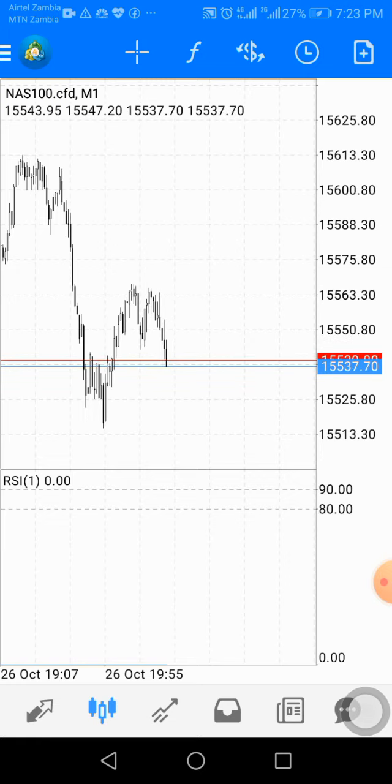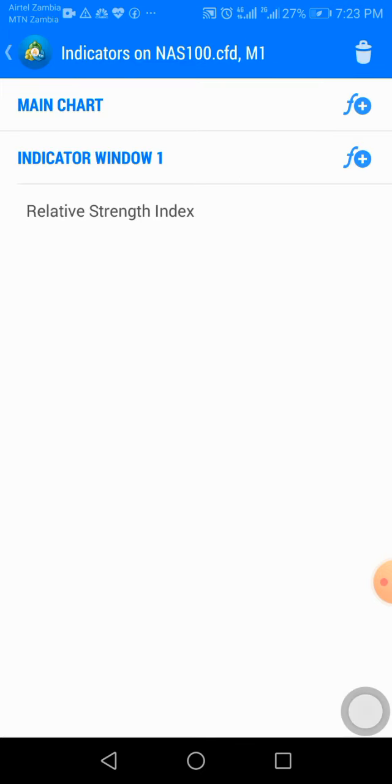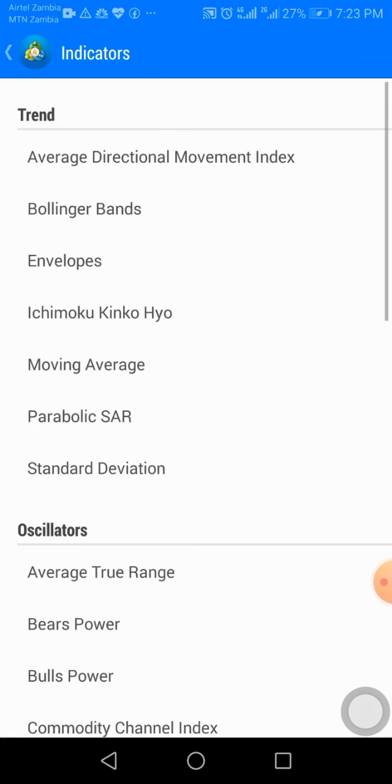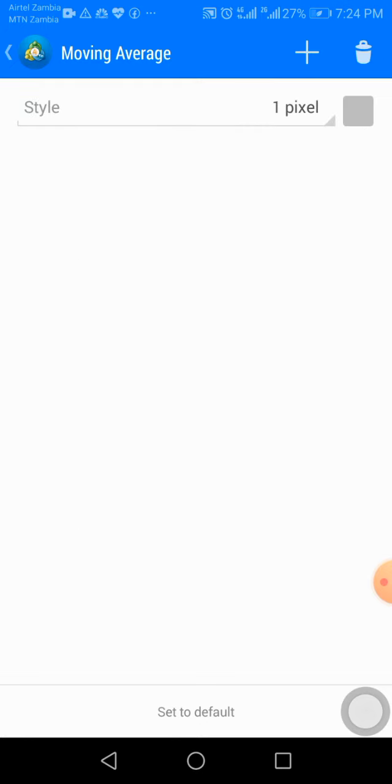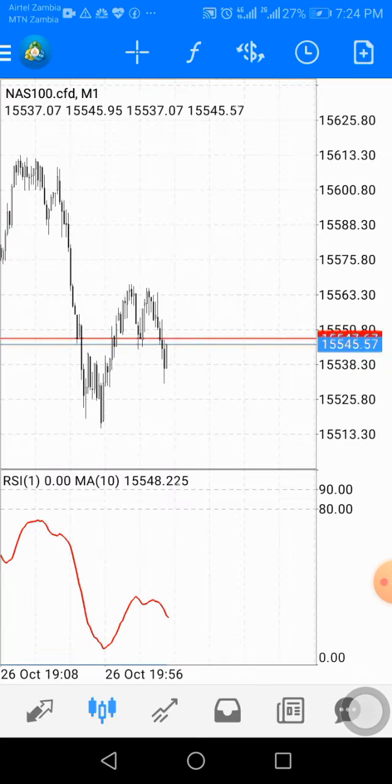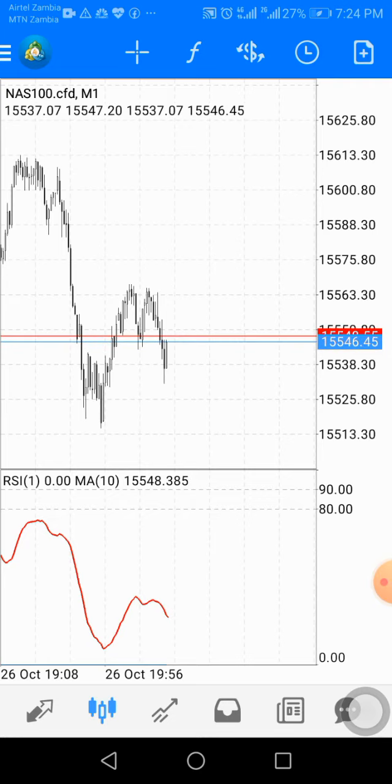So on this RSI, we're also going to add a moving average. So indicator window 1, F plus. We're going to add a moving average, the trend indicator. So moving average, as you guys can see, also it's going to be in default settings, so make sure you change the settings to the way I have put them. So the period is supposed to be 10, shift supposed to be 1, the method is linear weighted, apply to close, then 3 pixels. Again, it can be any color you feel like. The level is always 1 pixel here. Then we say done. Then we have our red line there, that is our moving average.